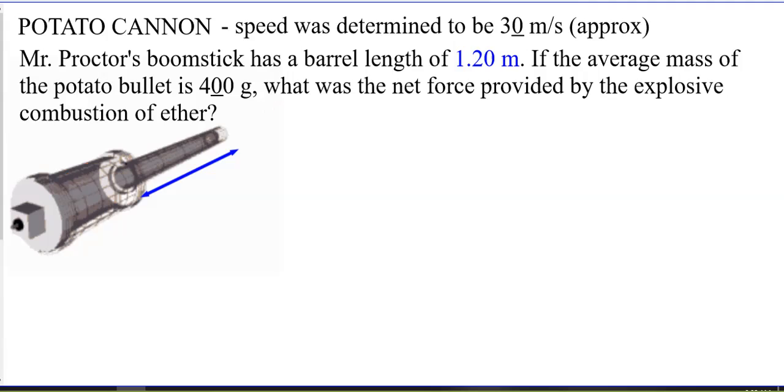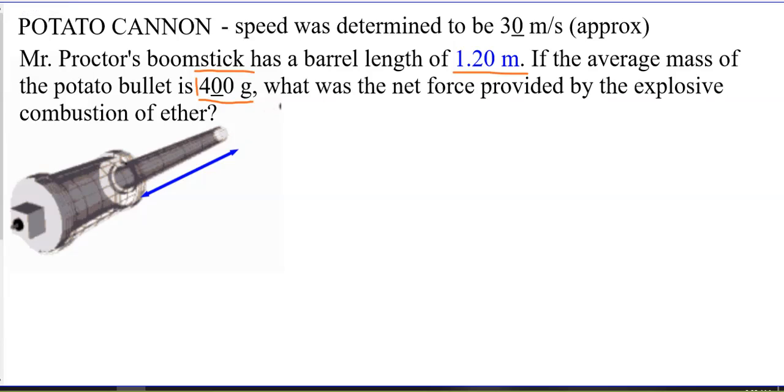My potato cannon has a barrel length of 120 meters, so that's this part in the blue. And by 120 meters, I meant to say 120 centimeters, so 1.2 meters. Apparently my mouth is not listening to my head today. If the average mass of the potato bullet is approximately 400 grams, I only know this because one year we did some extra stuff and did this about 20 something times, and more often than not, we found that the mass of the potato was somewhere around 400 grams. So I'm just using 400 as a nice round number.